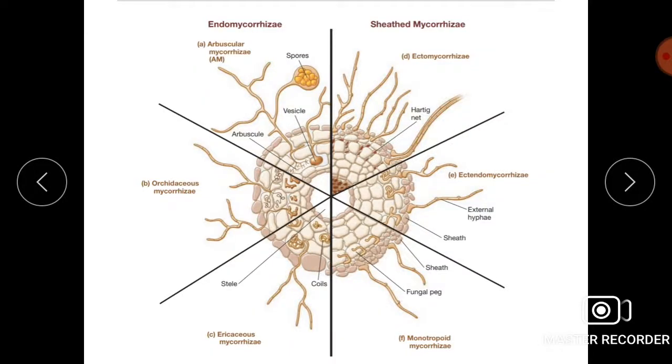So, a picture showing different types of mycorrhizae. This is the endomycorrhizae, and this is the orchidaceous mycorrhizae, and this is the ericaceous mycorrhizae, and this is ectomycorrhizae, monotropoid ectomycorrhizae, and this is ectendomycorrhizae, and this is ectomycorrhizae. This is the Hartig net.